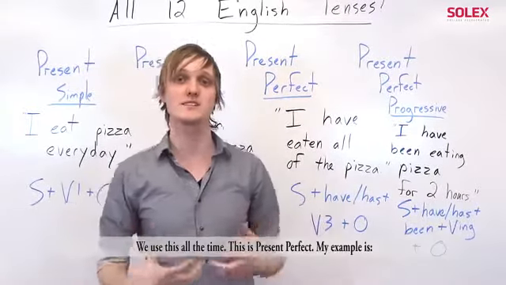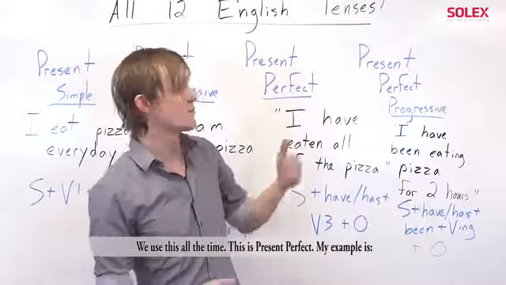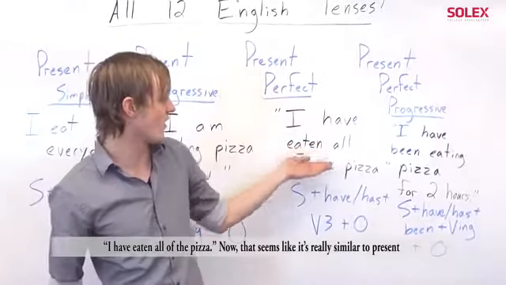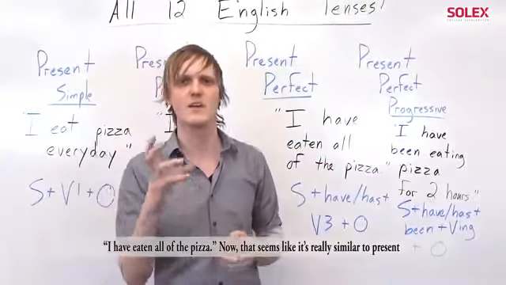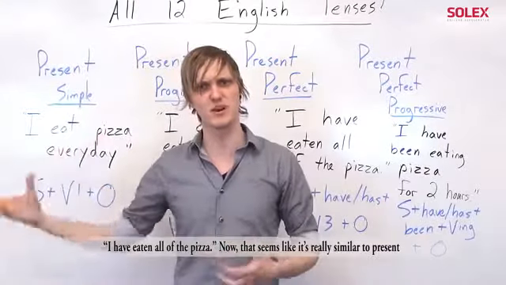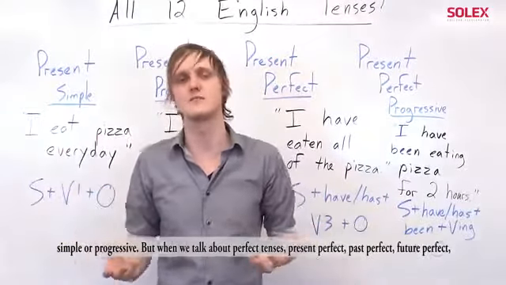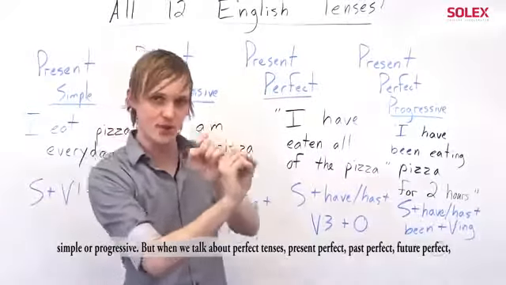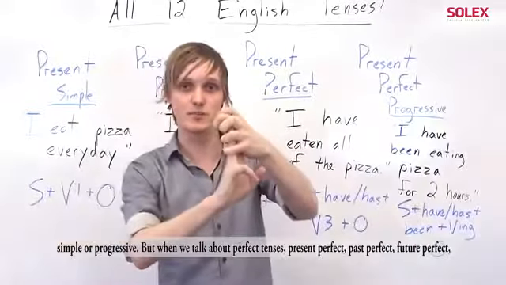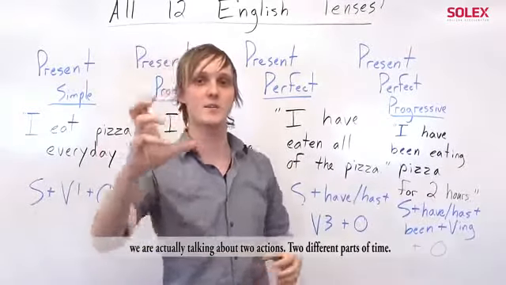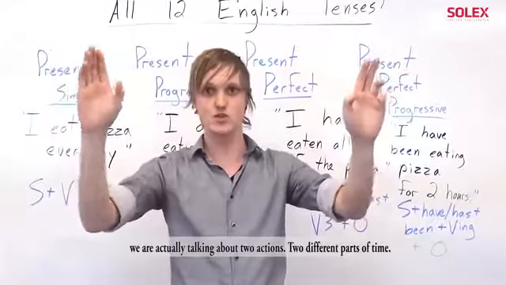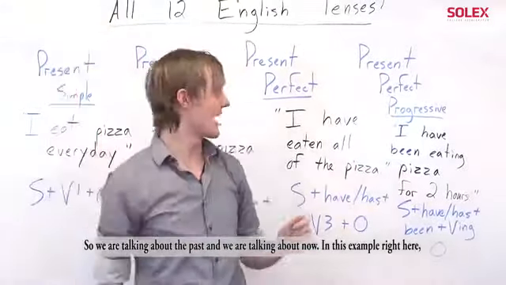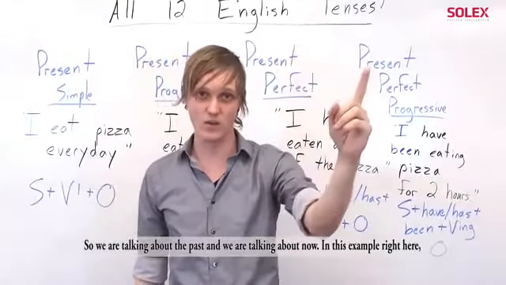Next is probably what my students say is the hardest to learn because it is so popular in English. We use this all the time. This is present perfect. My example is, I have eaten all of the pizza. Now, that seems like it's really similar to present, simple or progressive. But when we talk about perfect tenses, present perfect, past perfect, future perfect, we are actually talking about two actions, two different parts of time. So we're talking about the past and we are talking about now.